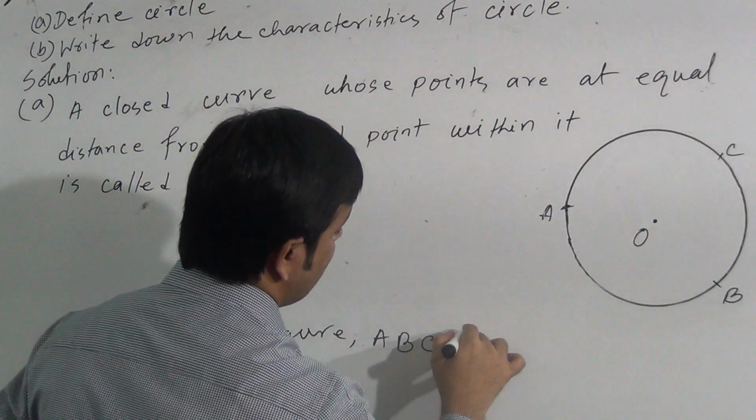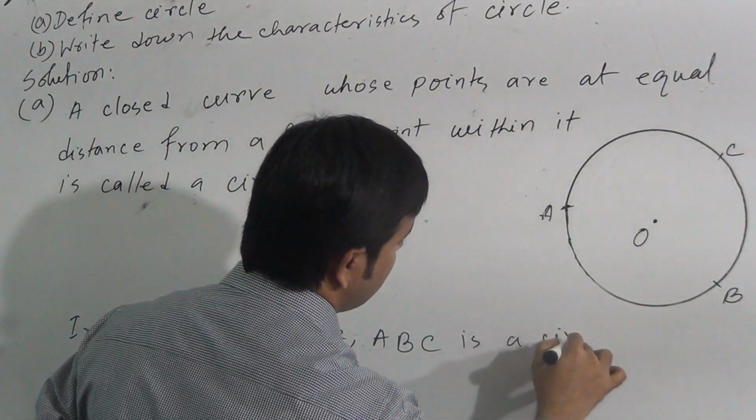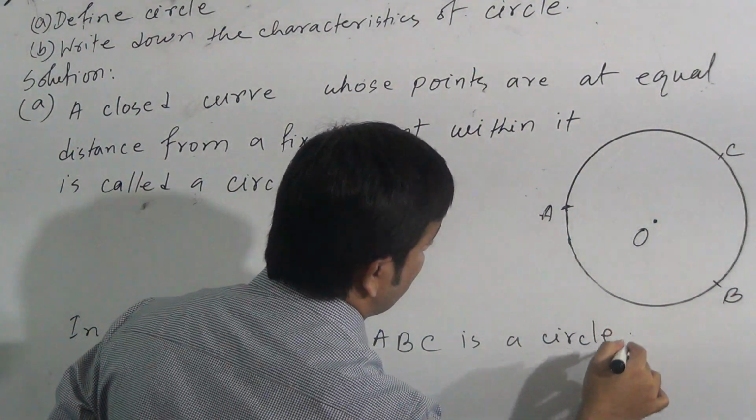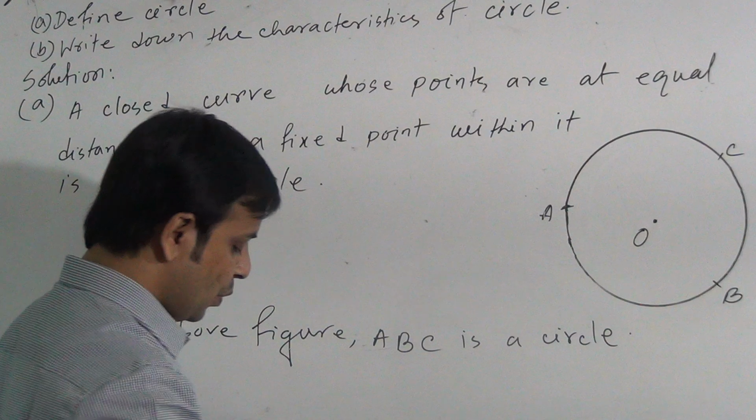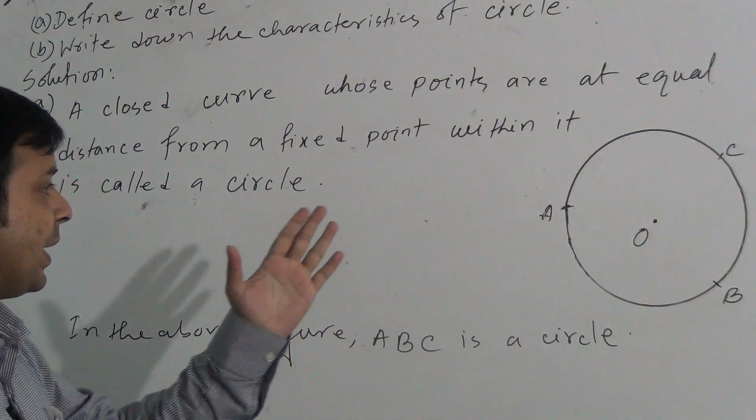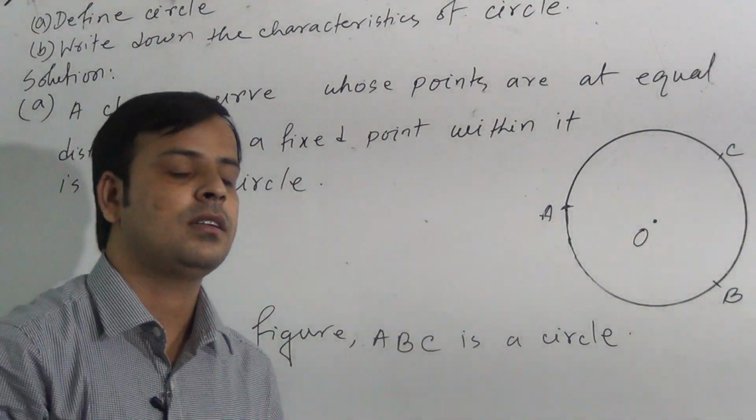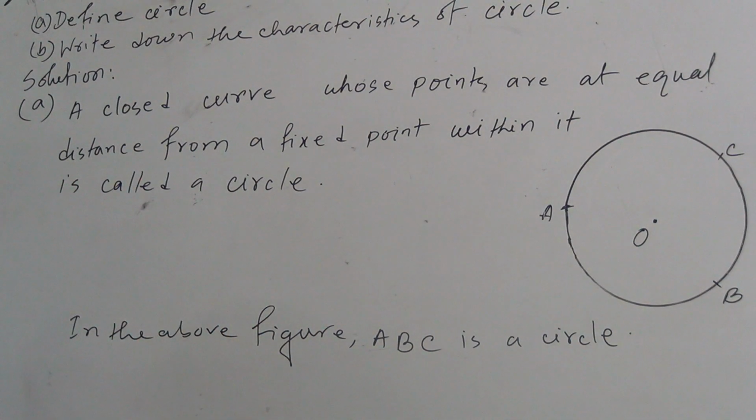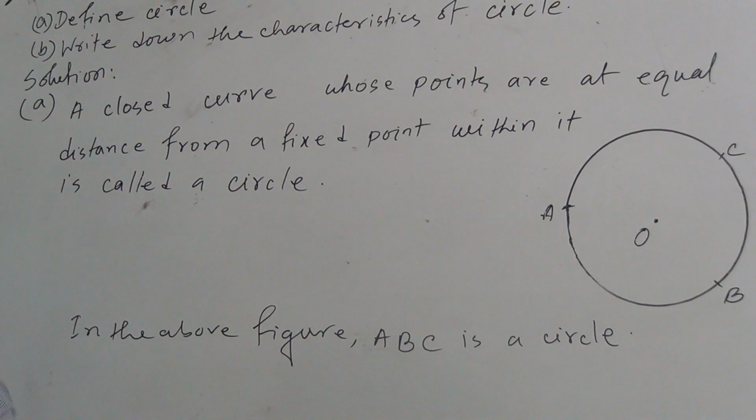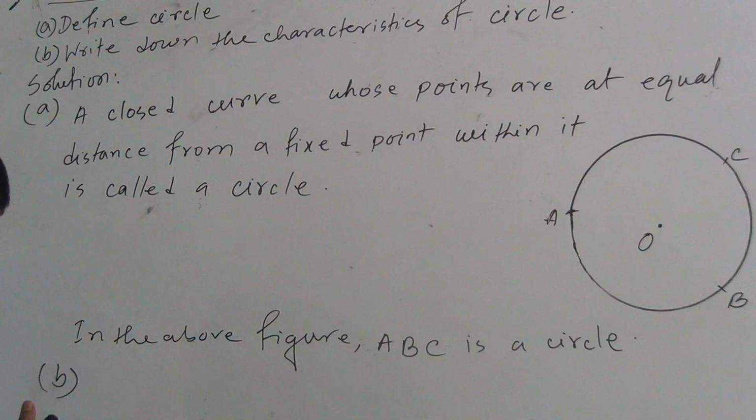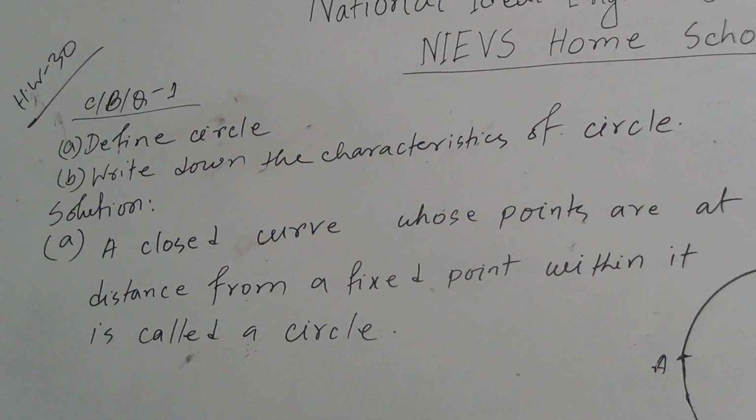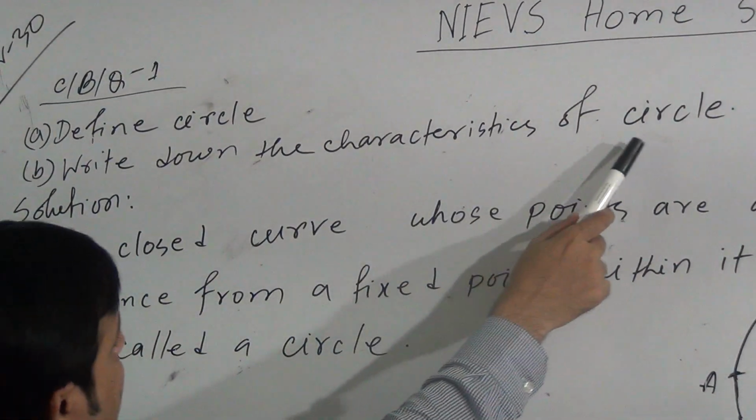ABC is a circle and this fixed point O is known as the center of the circle. Okay, dear students, I have done question A. Now I have to solve question B. What is question B? Write down the characteristics of circle.